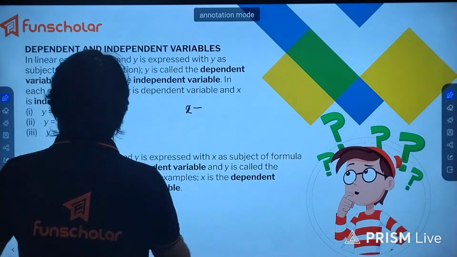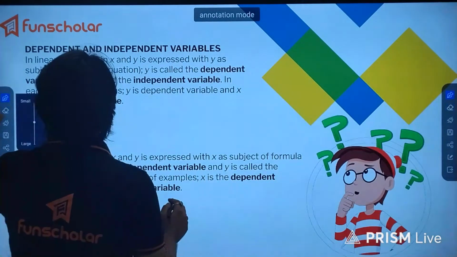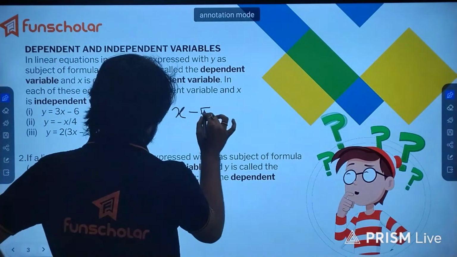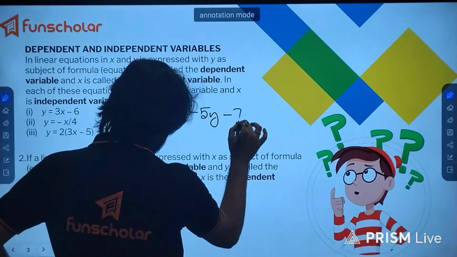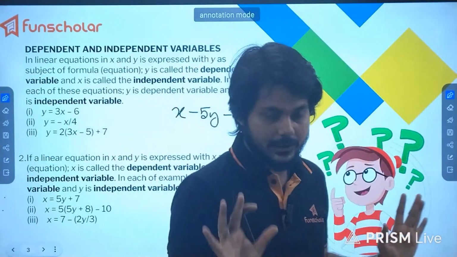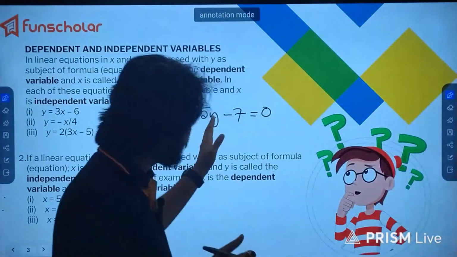x minus 5y minus 7 equal to 0. What is this? This is an algebraic equation in two variables.